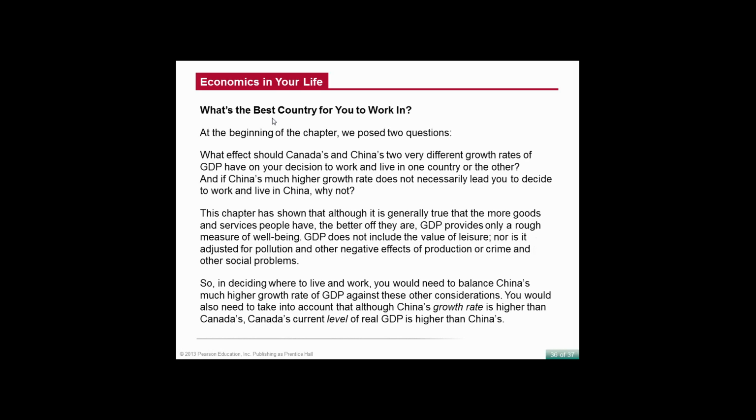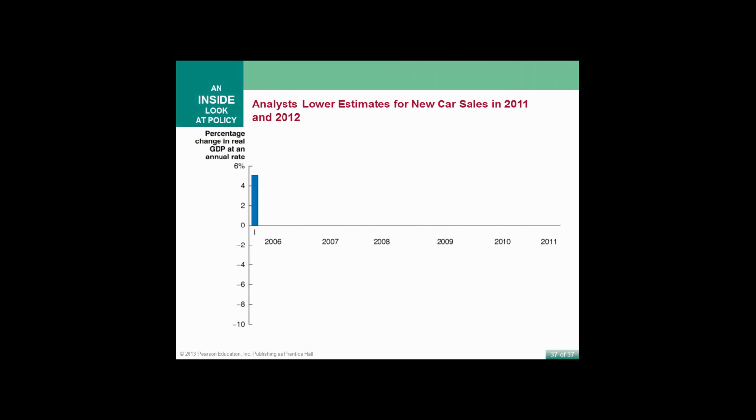At the beginning of the chapter, we posed two questions. What effect should China and Canada's very different growth rates have on your decision to work and live in one country over another? And if China's growth rate is higher, does that necessarily lead you to decide to work in China? Why or why not? Things that we might consider are pollution, leisure time, things like that might come into play that's not included in GDP, right? And that's the end of the overview of chapter 19.